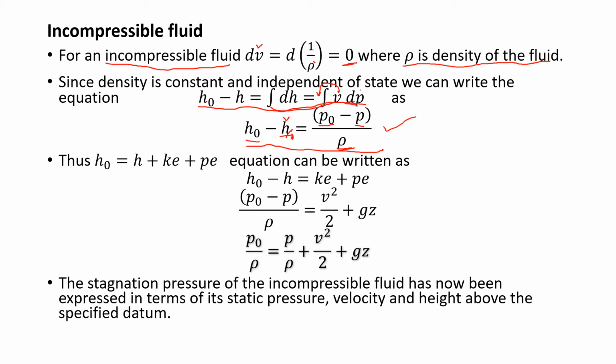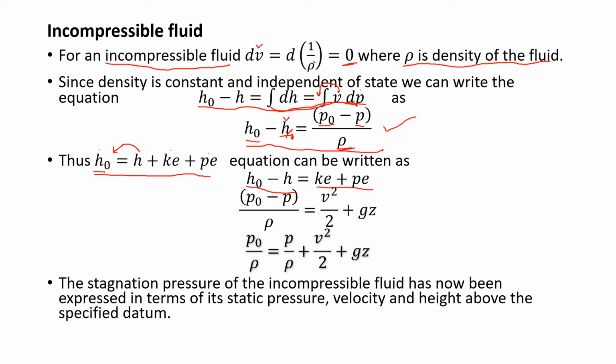Previously we have derived this expression: H naught is equal to H plus KE plus PE. Stagnation enthalpy is equal to the sum of static enthalpy plus kinetic energy plus the potential energy. If I take this H to the left hand side, we get H naught minus H is equal to the sum of kinetic energy and potential energy.